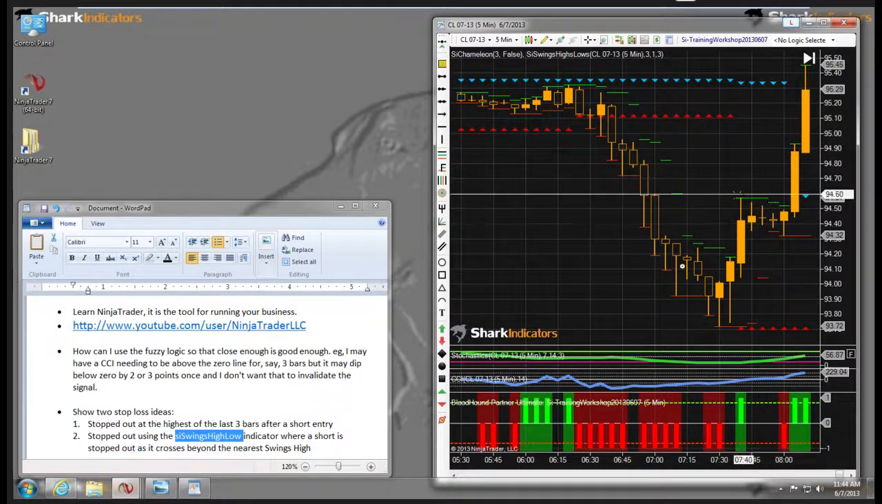So what we want to know is, say part of our system somehow caught this and said, okay, we want to go short right here. So how do we detect when this previous high point was broken? And we can see that it's being marked here.